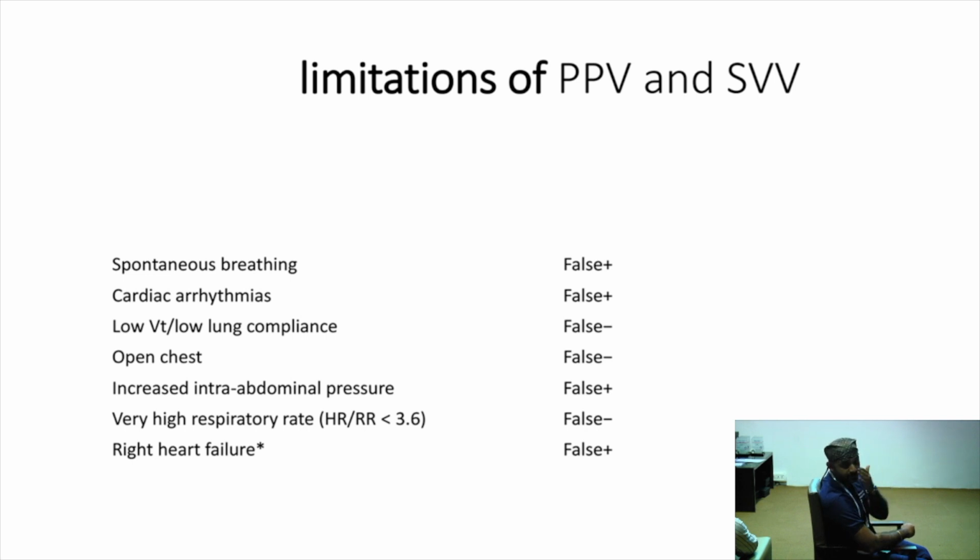How do you measure this PPV staging? I'm going to tell you in further slides. Basically, you have an arterial line, you connect it to a hemodynamic monitoring device. It will take the arterial pressure, arterial line, and based on the pulse contour analysis, it will give you the stroke volume as well as the pulse pressure variation.